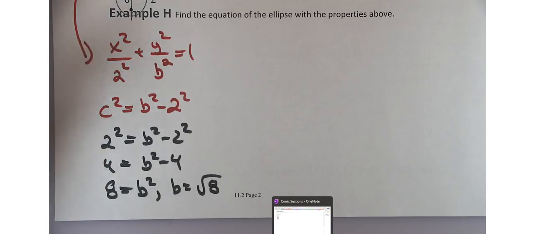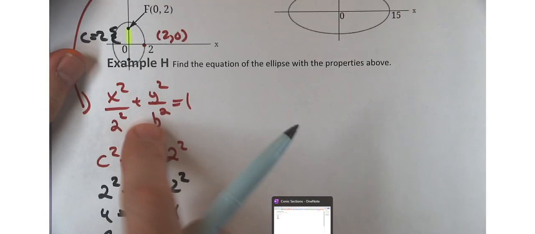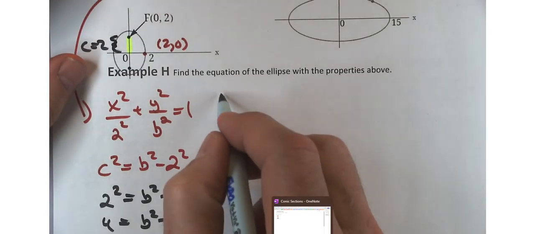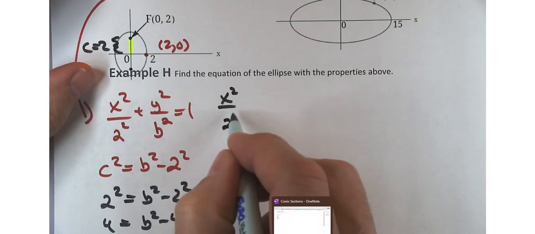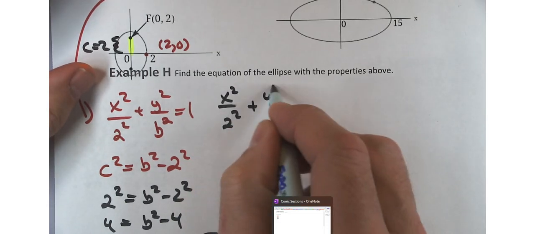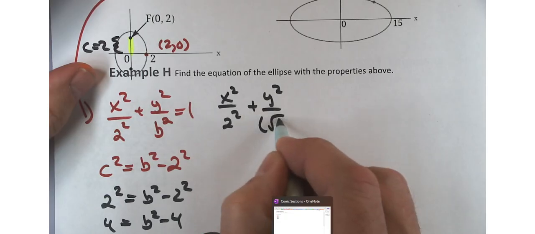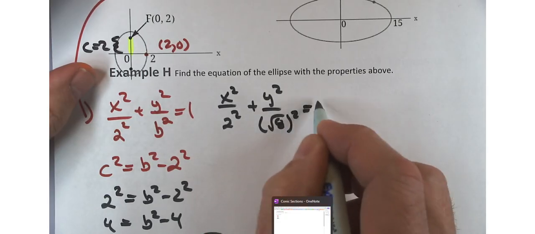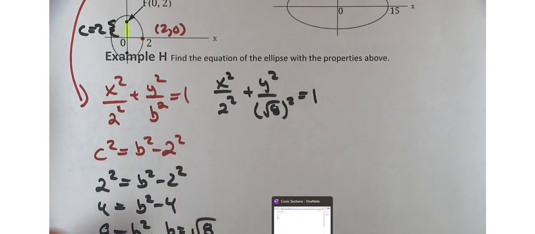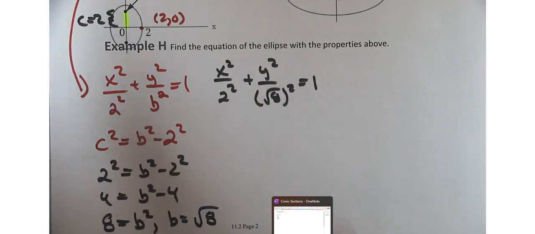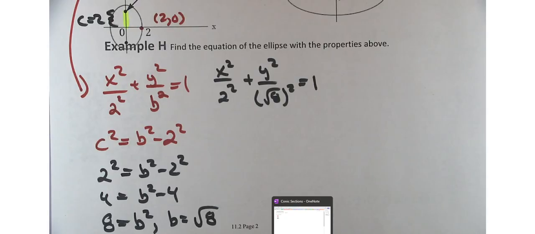The only thing left to do is just to plug it back in here, and I'll end up with x squared over 2 squared plus y squared over the square root of 8 squared equals 1. Now, I have been asked a lot of times, does it matter to me if I put an 8 down there, or do you want the square root of 8 squared?